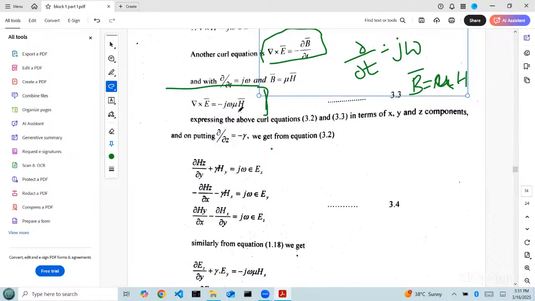Equation 3.3. Until now, what did we do? We calculated the del cross E value and the del cross H value. Using these, we had to do a big process, which in the textbook is given directly. What are the next three equations? Now our task is simplifying equation number 3.4, but in the textbook it is given directly. Now we will see that step by step.